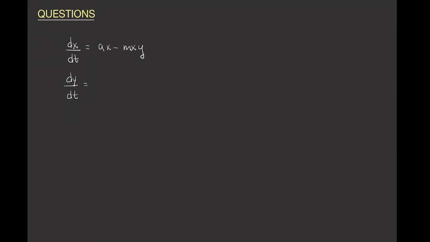Question 6.1 has several parts, and we're looking at part D. So the system was ax minus mxy, by minus nxy. And with this, if you want to graph the following curves, you want to graph, let's say, 0 is equal to dx dt. That's the same thing as saying 0 is equal to ax minus mxy. You can factor out the x, leaving you with a minus my.